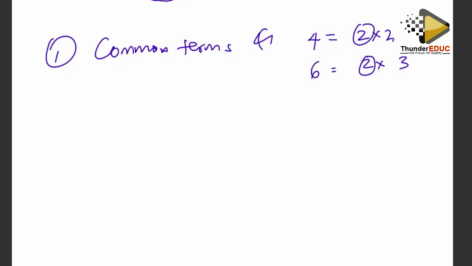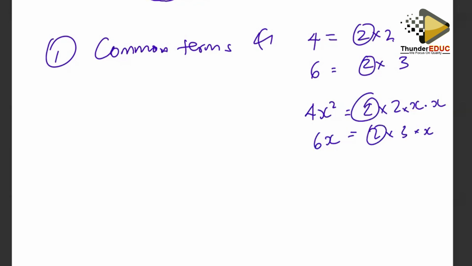All right, let me just go deeper and say if I have a 4x squared and maybe a 6x, then I'm looking for what is common, because these are not like terms. So it's going to be 2 by 2, x, and then x. And then 2 by 3 by x. So 2 is common, but also we have one x that is common. So 2x becomes common, okay? So if a question was maybe 4x squared plus 6x, and then they want you to factorize this, take out what is common, which is a 2x. What are you going to be left with?